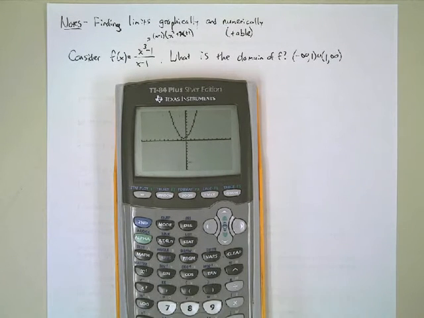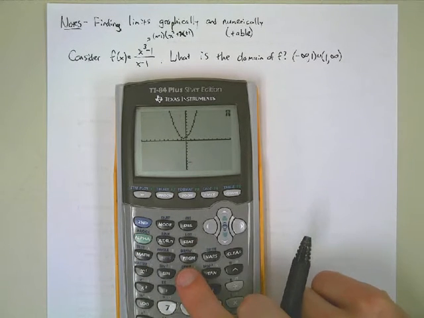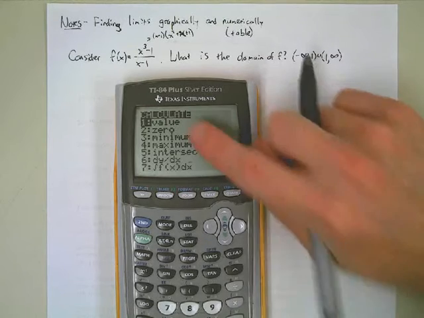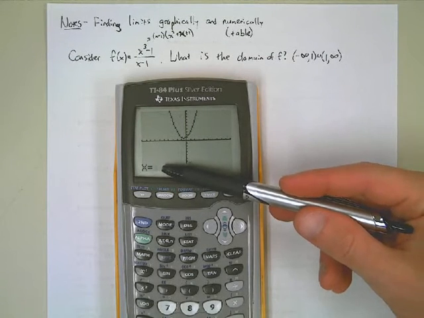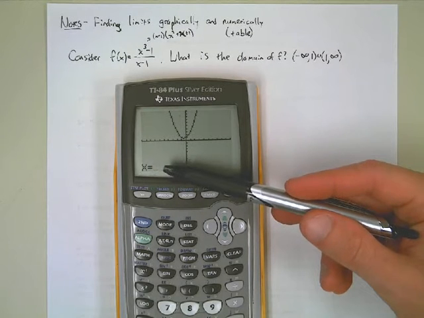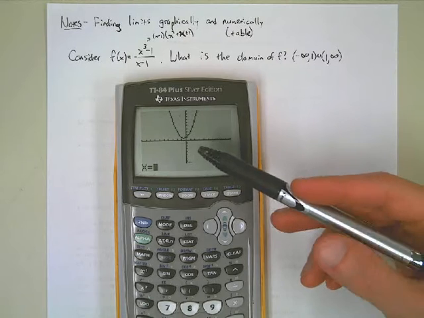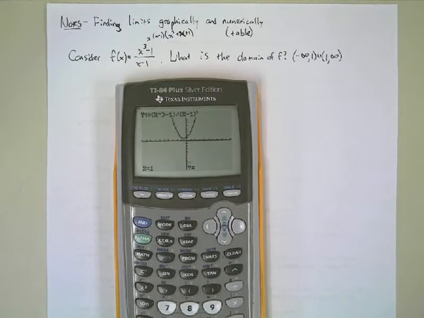So how can we see that? Well, if you press the second button and then trace, that takes you to the calculate menu. That little light blue calculate. Well, for me it's light blue. For you it might be yellow or whatever. If you go to value, which is the first one there, and hit enter, it goes to x equals, and there's a flashing cursor. It's waiting for you to give it an x value, and then it will give me the matching y value.